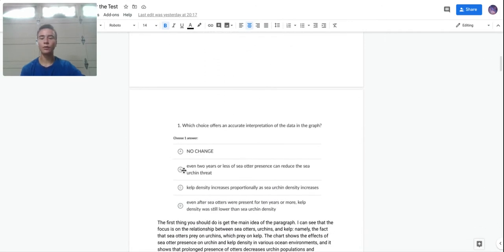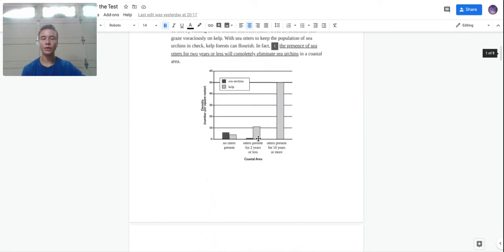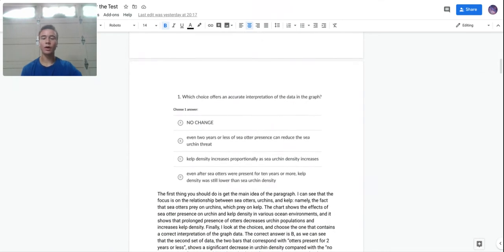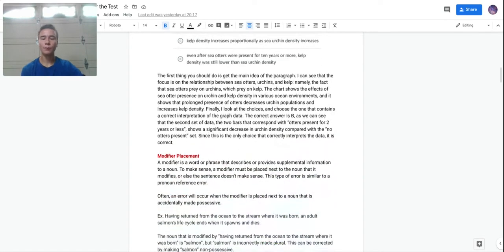If we look at B, even 2 years or less of sea otter presence can reduce the sea urchin threat. We can see that's true because it does reduce the amount of sea urchins by a lot, and consequently helps the kelp population thrive. So B sounds correct. We're going to go with B for now. And if you check the other two choices, none of them are factually correct, or they don't really match with the graph. So B is the best choice.